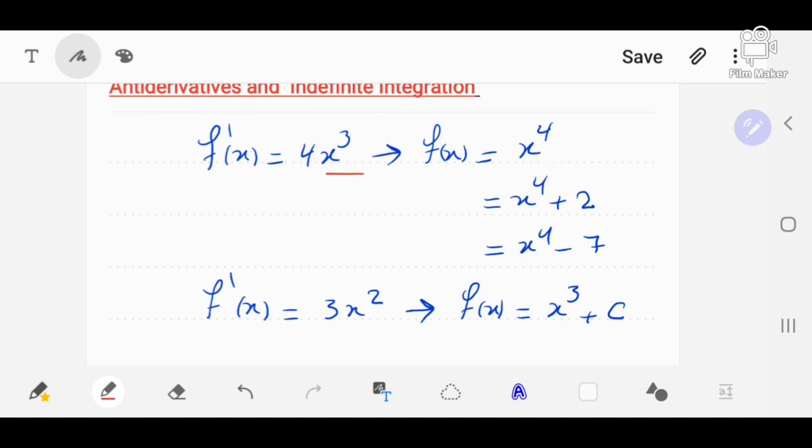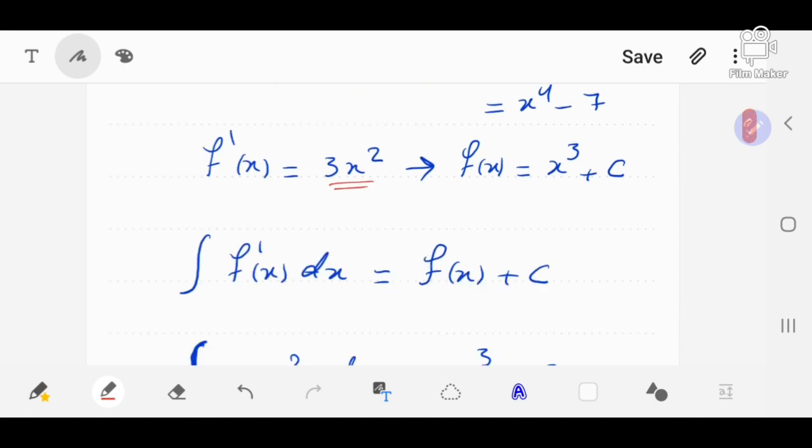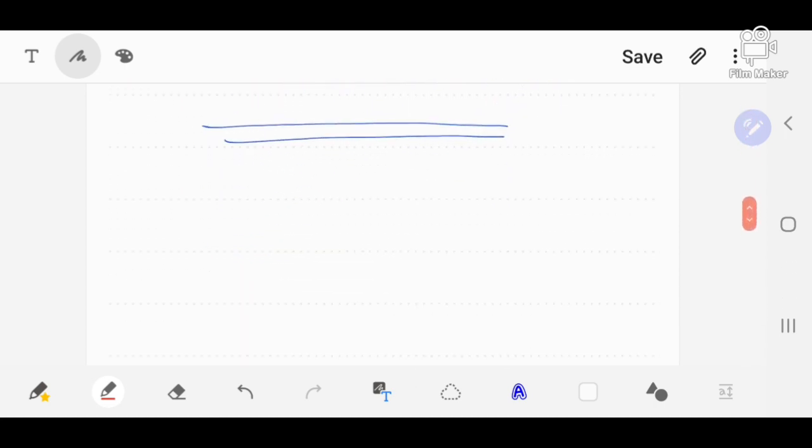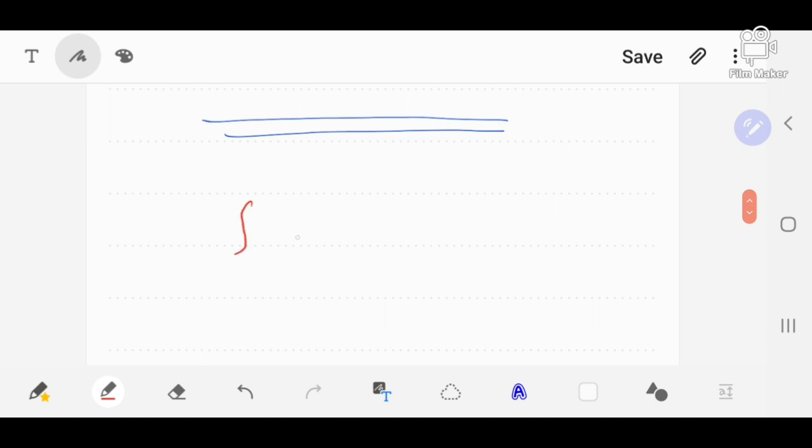What if this function was x cubed only, or this function was x squared only? How would I find the rule? Let's think about it. Let's say that I have x cubed only. X cubed is a derivative of what? For sure, it was a derivative of x to the power of 4, but actually when you derive x to the power of 4, you should get 4x cubed, not only x cubed. So where did the 4 go? To get rid of the 4, simply you just need to divide by 4.